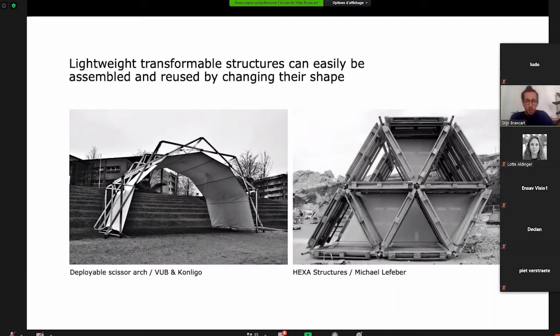But it can also be a kit of parts structure. So that's also a topic that I will be talking about today. It's a structure that can be easily disassembled. We can reuse all the components in the same configuration, but also in other configurations. So we really start to think about systems.